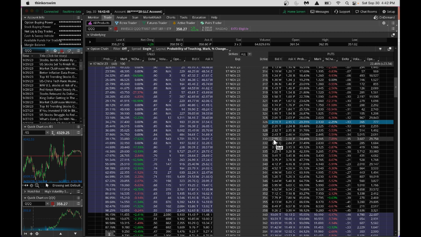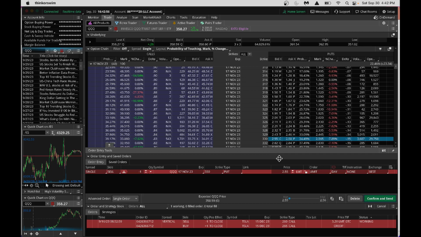Look, 330. Current stock price is 358. I would sell right here, given there is a nice and high open interest here, and also nice volume, as you can see here. You could sell right here at 255. Look, you're collecting $255. 330 strike, expiration date 17 November.